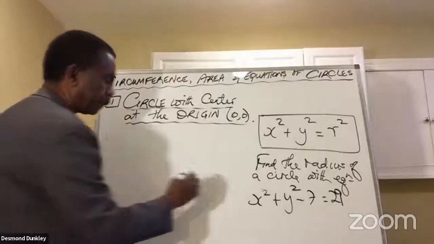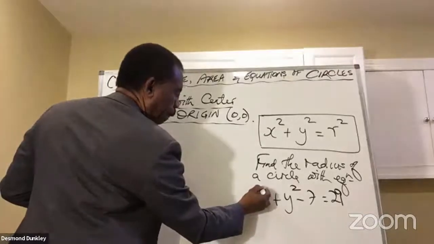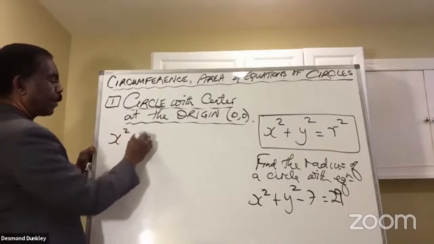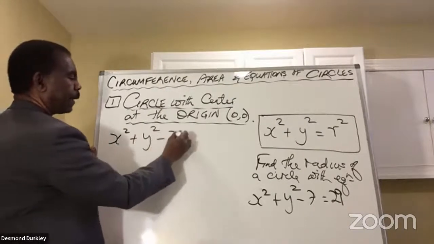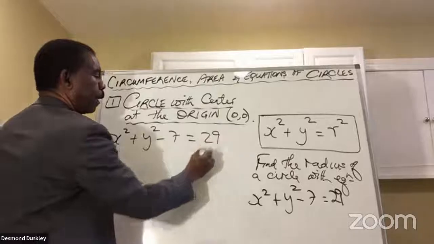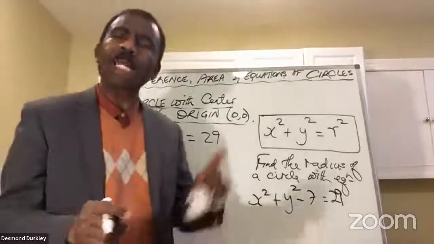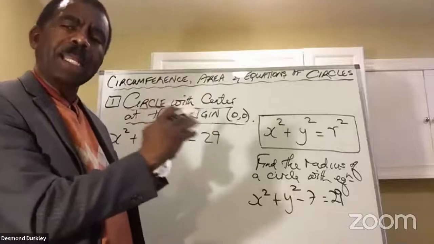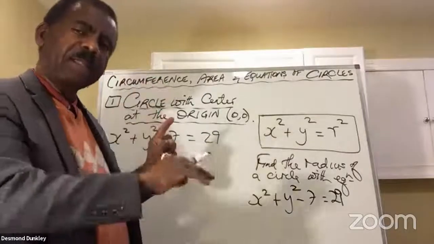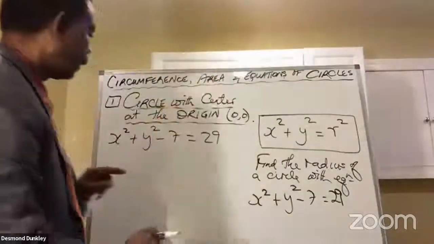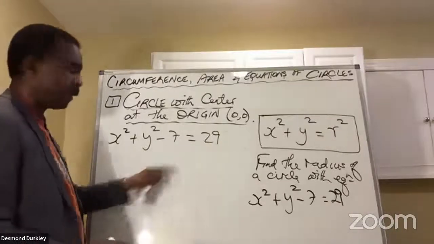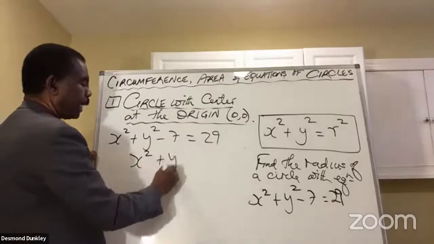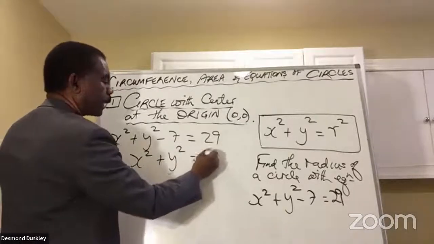Okay. We have x squared plus y squared minus 7 equal to 29. We would like to rewrite it so that the x and the y are by themselves on the left side and the constants are put to the right. So we need to get rid of the negative 7. So we end up with x squared plus y squared is equal to 36.